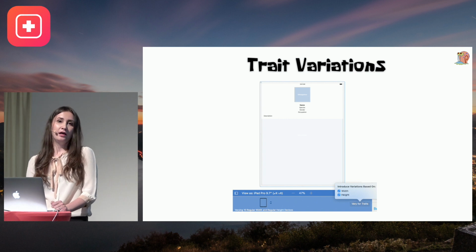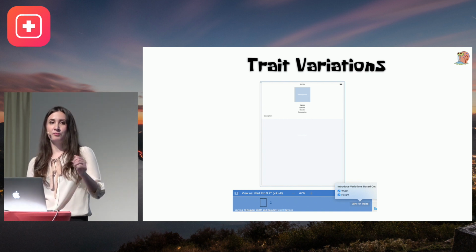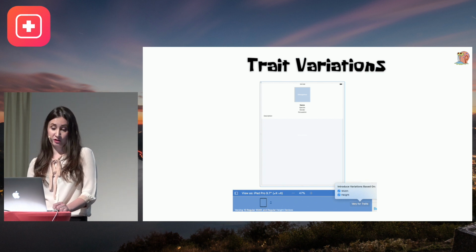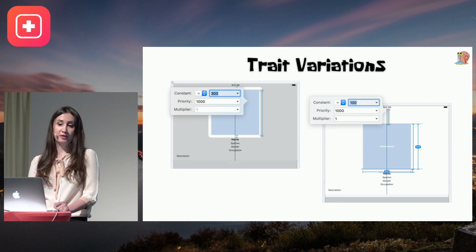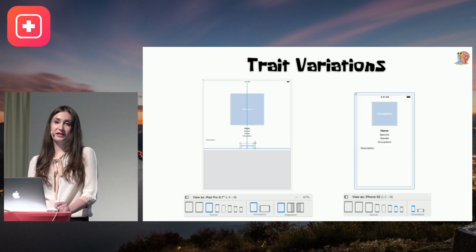So every screen that's going to have both width and height as regular is going to get my variations. Then I double-click on the constraints that I want to edit, and I add the values that I want them to have in this case. So here I'm having a larger image view, and it's positioned a little bit lower from the top. But not only that, I've even added a brand new element, a UI button, that will only be there for regular width and regular height. And as you can see on the right, this is compact width and regular height.